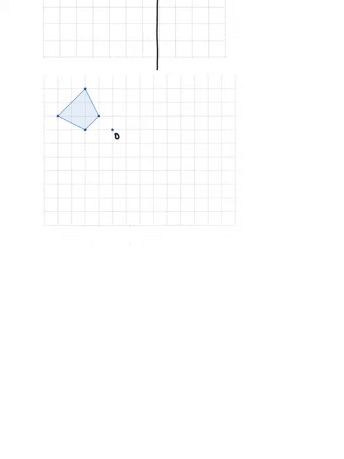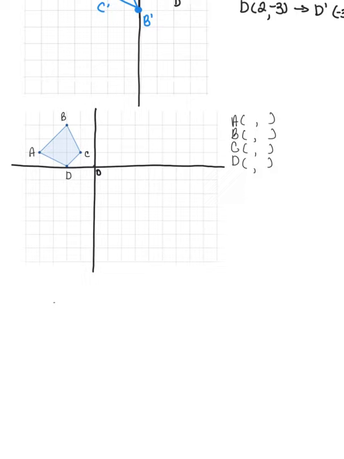So now we have a different point and a different object. However, we have the same directions, which is to rotate this object 90 degrees clockwise around point O. So the first thing you want to do is draw your X and Y axis. The next step is to label your points. All right, after you label your points, you want to go ahead and set up the structure for writing out your ordered pairs. Now that I have my structure written out, I'm going to go ahead and write my ordered pairs for points A, B, C, and D.